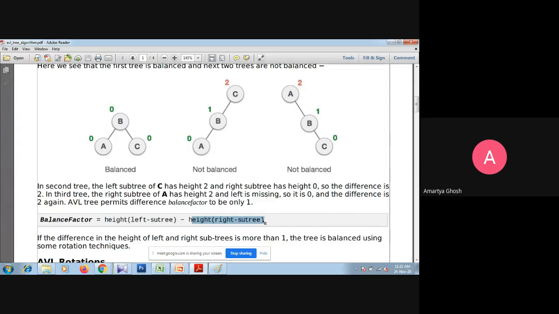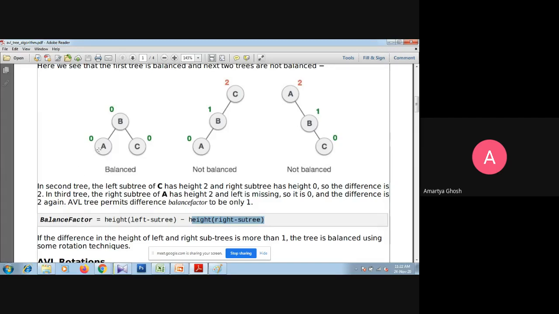Okay, so we have to calculate the height according to that particular node whose balance factor we are calculating. Suppose here a tree is given. This is called balanced. Why? First of all, the leaf nodes or terminal nodes, A and C. You can see A and C are the terminal nodes. So no child is there.